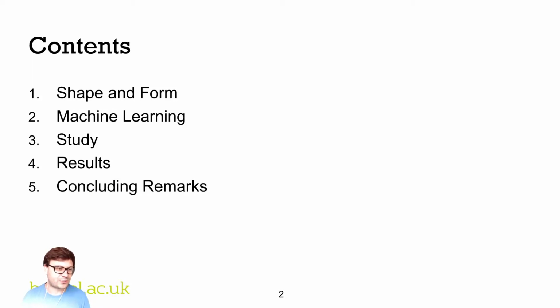In this video abstract, we'll briefly cover what we mean by shape and form in engineering design, how we might use machine learning to capture those perceptions on shape and form, the study that we conducted to evaluate its potential, presentation of those results, and then some concluding remarks about how ML could be used to feed back perceptions on shape and form in the design process.